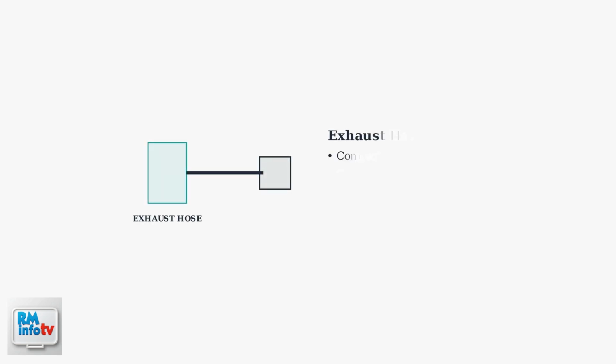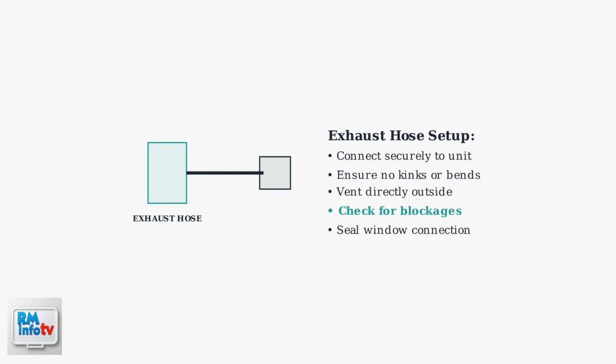Proper exhaust hose installation is critical for effective cooling. Ensure the hose is correctly connected, unblocked, and properly vented outside. A loose or blocked hose is one of the most common causes of poor cooling performance.